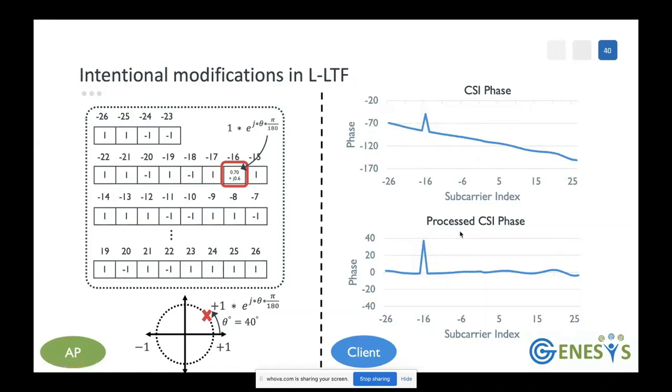Now there are two pieces of information which are important here. First, what is the subcarrier index which is used, where exactly the modification has been done. Here, as we did the modification at subcarrier index minus 16, we see a similar effect at subcarrier index 16. Second, how much phase distortion was added. Here we can see around 30 to 35 to 40 degrees of phase shift.